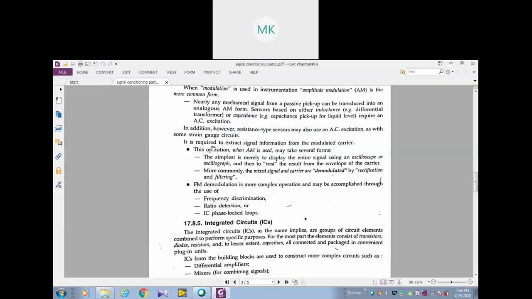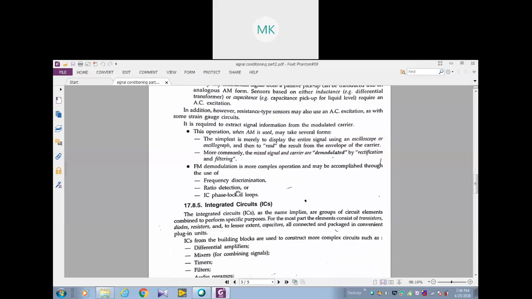So in the modulation, two types are there: amplitude modulation, frequency modulation. You are familiar with that. If the signal is amplitude modulated, we have to demodulate it. How to demodulate it? By using rectification and filters. If we are using frequency modulation, it is much more complicated. Demodulation of frequency modulation is much more complicated. For that we are using frequency discrimination, ratio detection, or phase locked loops. You go through it. If there is any doubt, you can ask me.